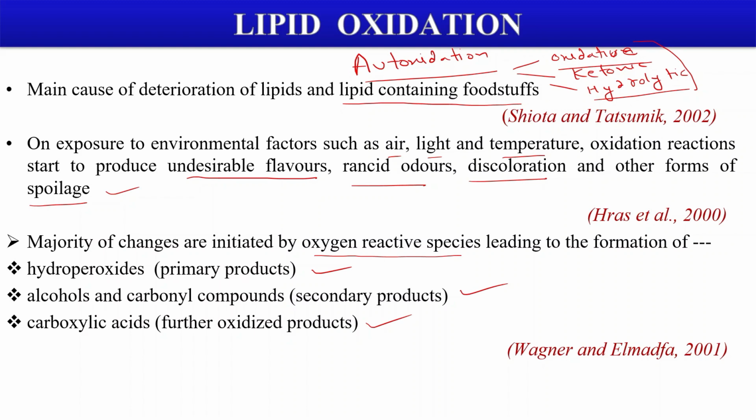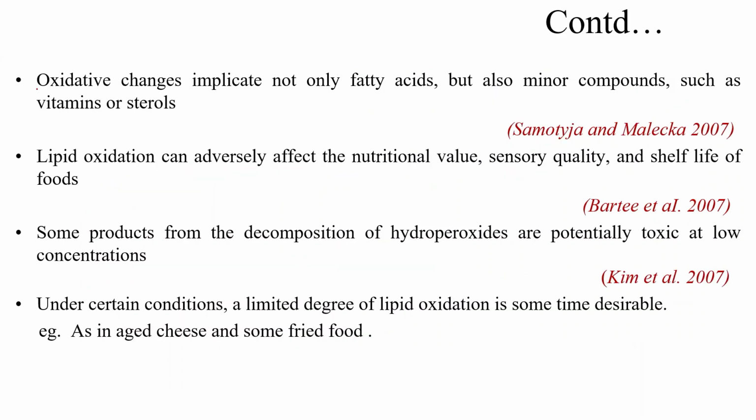We have seen already that primary and secondary oxidation products are produced during the course of autooxidation. Now, autooxidative changes implicate not only fatty acids but also minor compounds such as vitamins and sterols. So not only fatty acids are affected, but vitamins and some sterols are not spared. They also get oxidized. Lipid oxidation can adversely affect the nutritional value, sensory quality, and shelf life of foods. These are the consequences of autooxidation. What are the major consequences of autooxidation?